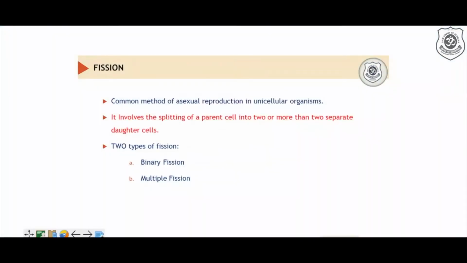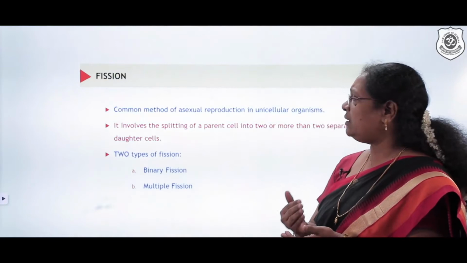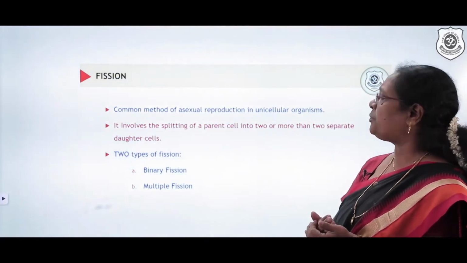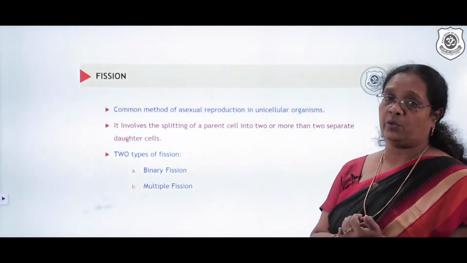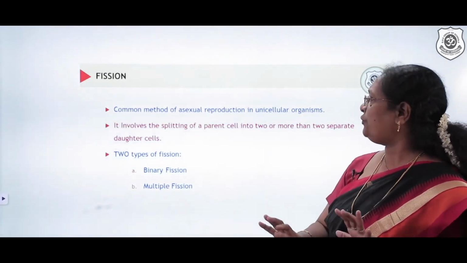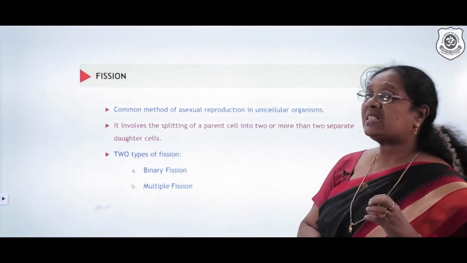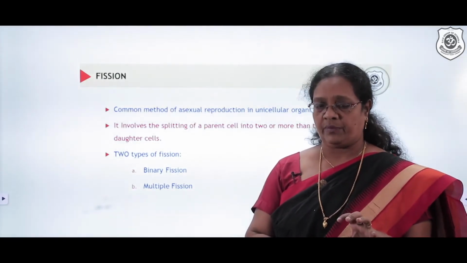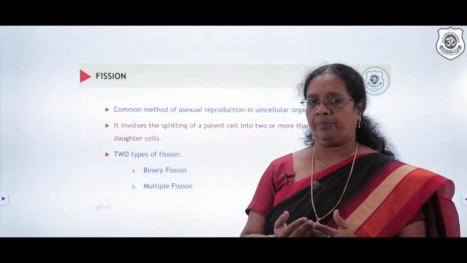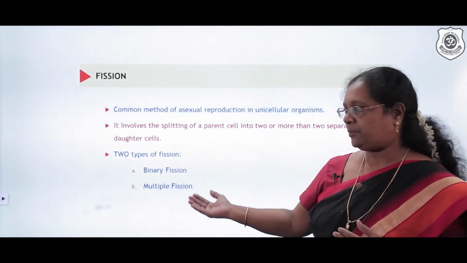Coming over to fission, when we use the word fission, what do you understand by it? Correct? It's just breaking down. This is one of the common types of asexual reproduction that we observe in unicellular organisms. It involves splitting of the parent cell into 2 or more than 2 separate daughter cells. Based on 2 or more, we classify them as binary fission and multiple fission.